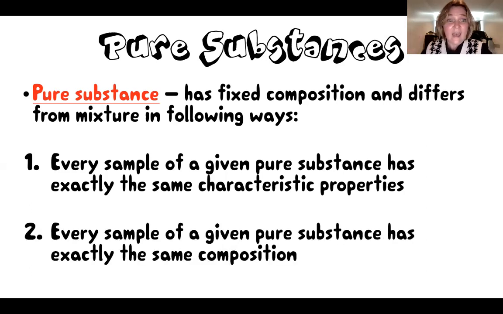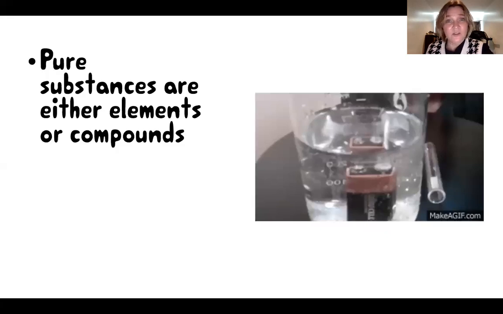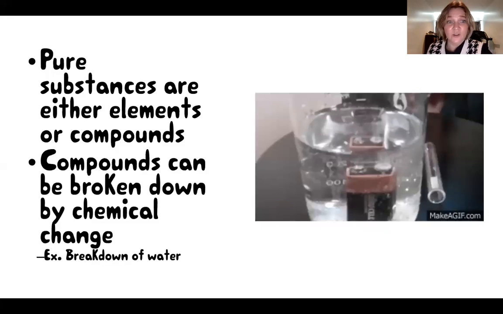Number two, every sample of a given pure substance has exactly the same composition. So again, with the water, every single water sample in the world is made up of 2 parts hydrogen and 1 part oxygen. We classify pure substances as either elements or compounds. Compounds can be broken down by chemical change. Elements cannot, because elements are the most basic form of matter.